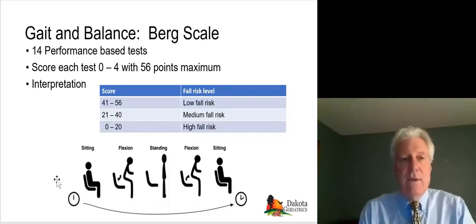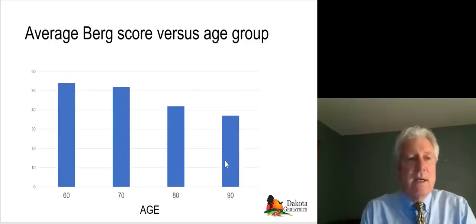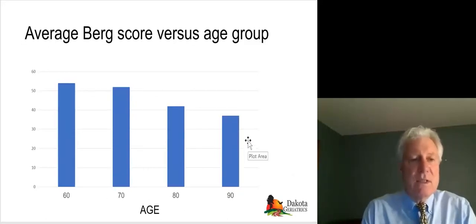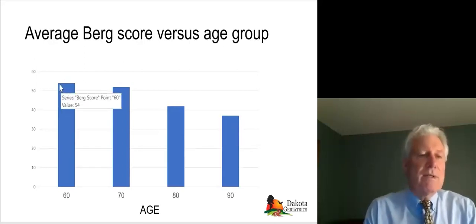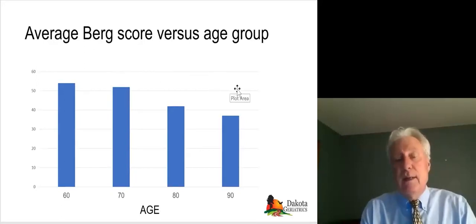And this graph here shows you that the performance on the Berg scale does go down on average with age. And so you can see the 90-year-olds have a Berg score of just under 40, where the 60-year-olds pretty much will score a Berg scale of over 52. And again, that's on average.